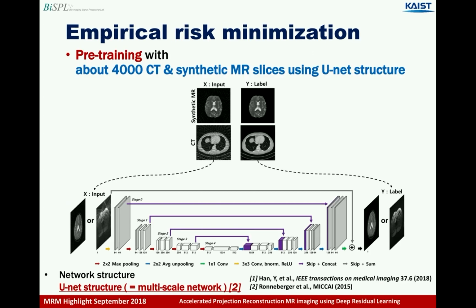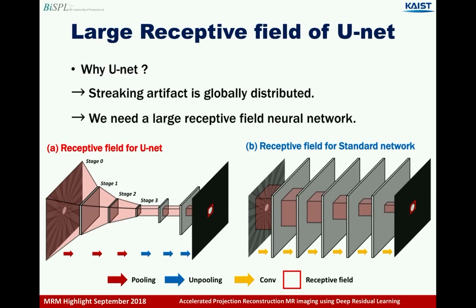For empirical risk minimization, pre-training is performed with a large number of CT data or synthetic MR data using the UNet structure. Why do we use UNet? Because the streaking artifact pattern is globally distributed, so we need a neural network with a large receptive field. And as you see in this figure, this UNet has a larger receptive field than the standard UNet.